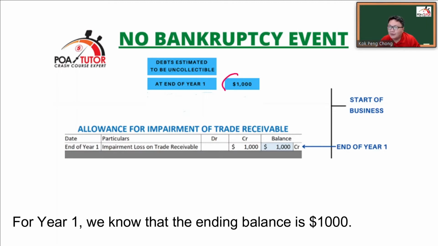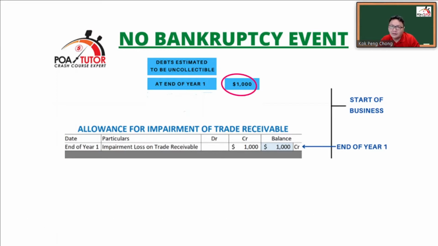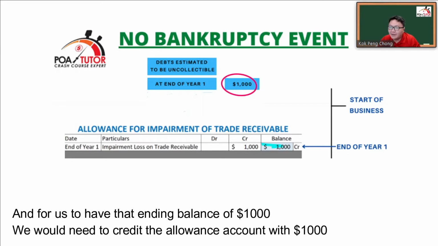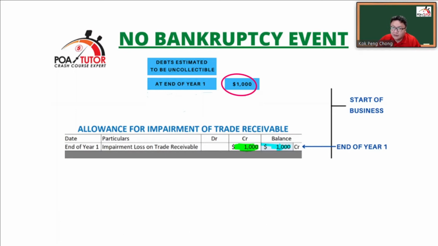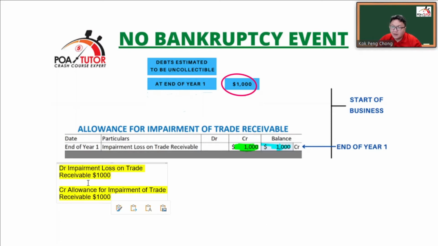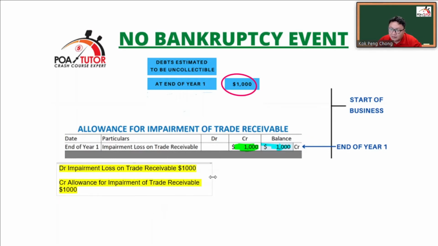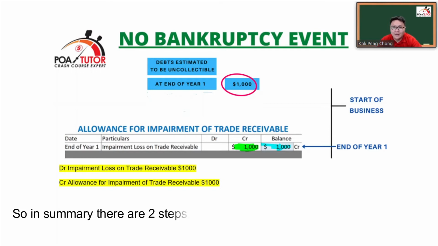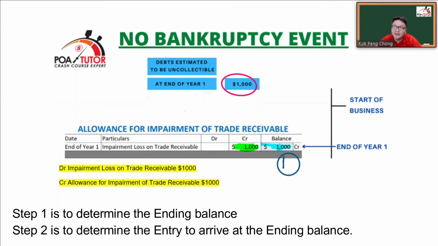For year 1, we know that the ending balance is 1000, and for us to have the ending balance of 1000, we will need to credit the allowance account with 1000. So the double entry would be debit impairment loss on trade receivable 1000 and credit allowance for impairment of trade receivable. So in summary, there are two steps. The first step is to determine the ending balance. The second step is to determine the entry to arrive at the ending balance.